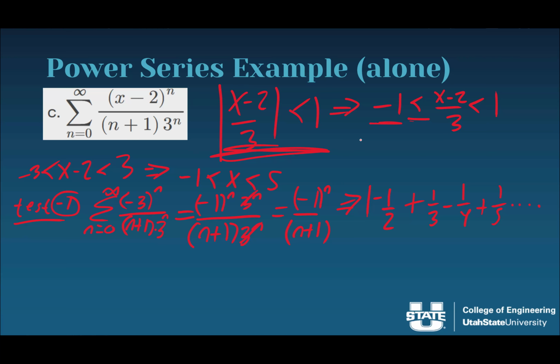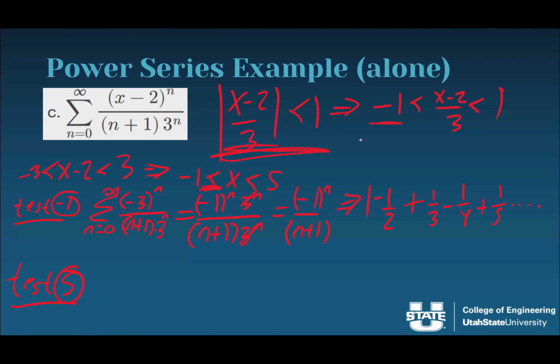So there's our test for negative 1. Now that's the interval of convergence so far. Now we have to test the positive endpoint, and that's supposed to be 5. We know it converges for negative 1. So now let's test 5, and plug it in.